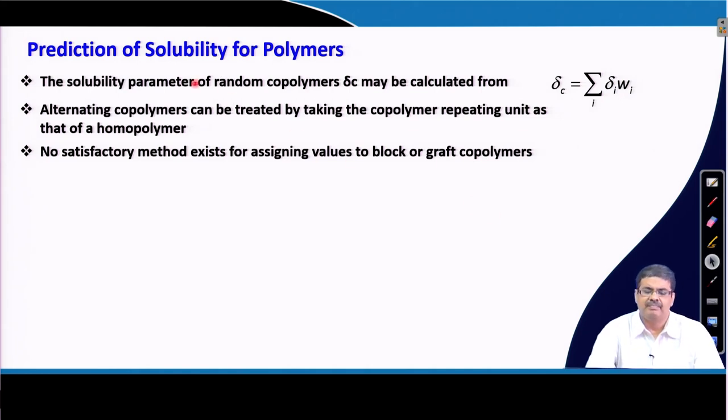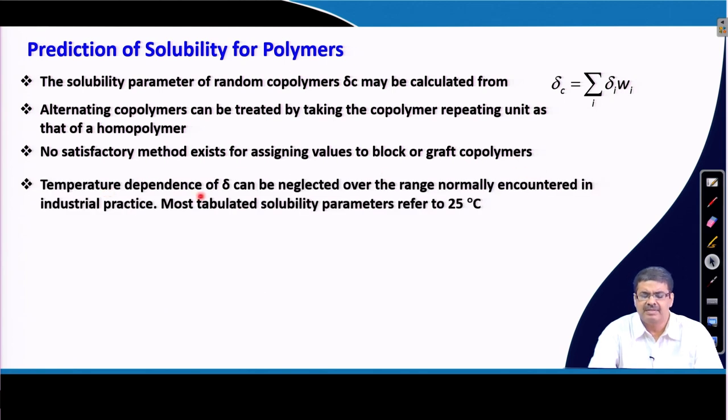So, the solubility parameter for a random copolymer can be calculated by this expression, where this is the solubility parameter for the individual homopolymers and this is the weight fraction for the homopolymer. The solubility parameter value for an alternating copolymer can be considered as a 50-50 composition. But there is no satisfactory method for assigning a solubility parameter value to block and graft copolymers.